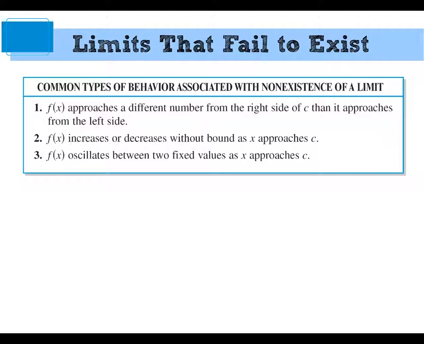So here are 3 scenarios that are going to cause problems. The first one is the most common. Right-hand limit doesn't match left-hand limit. Does not exist. Second, the function increases or decreases without bound as x approaches c. That's a fancy way of saying it goes to infinity or negative infinity. And then the other one is kind of weird. If it oscillates between certain numbers, like sine functions, for instance, cosine functions oscillate, that's going to cause some problems.